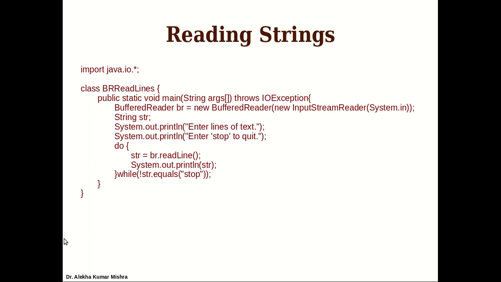In that case, use the method readLine. br.readLine will always wait till the user provides a line, and then it will read it and we store that into the string str. So br is the BufferedReader object, dot readLine, storing into the string, and you can use this string. I am using a do while loop to keep on reading lines until the user wants to stop, and I am checking a condition on the string.